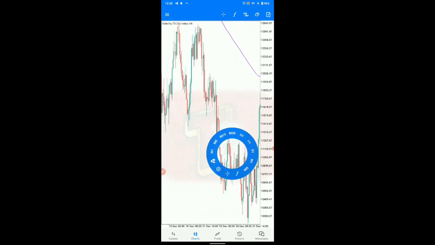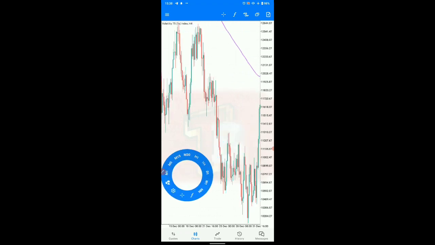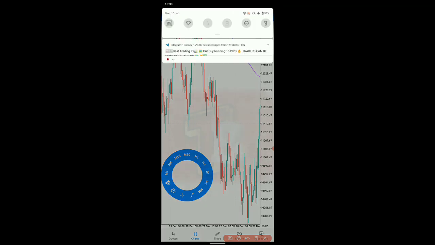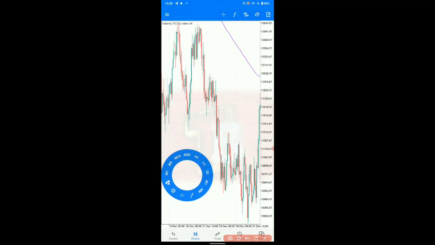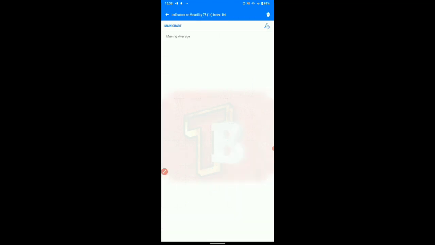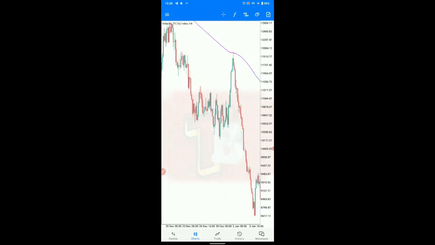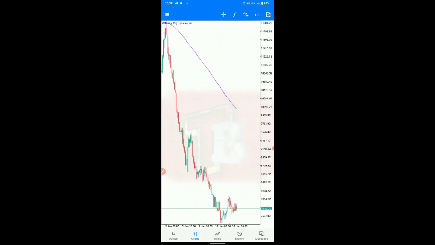All right, the indicator you're seeing right here is actually the 200 moving average. Let me show you the setting. This is the setting: the 200 moving average, exponential method, applied to close. That's just it. All right, the first thing you have to understand is the trend of the market.